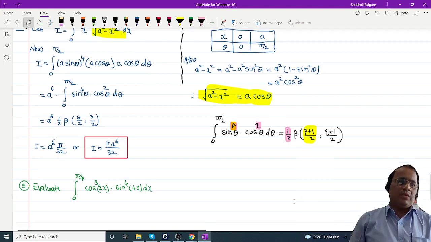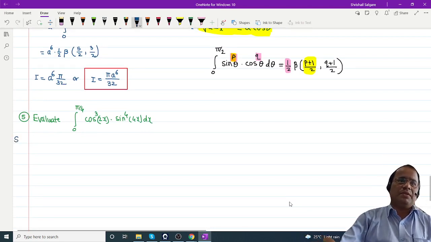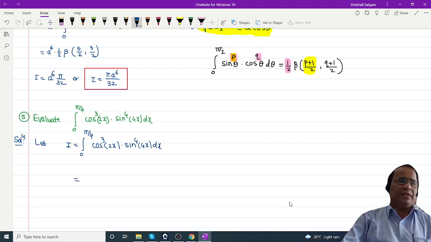Now one by one, others also tell me the steps. Suppose first I will call this integral I. So let I be equal to the integral 0 to pi by 4 of cos cube 2x into sine raised to 4 of 4x dx. What is the first step, others?